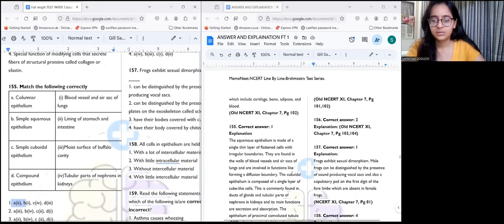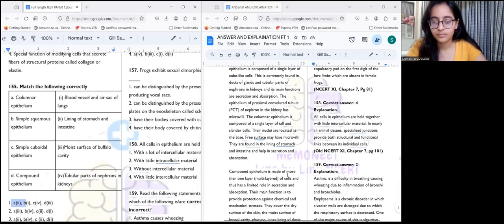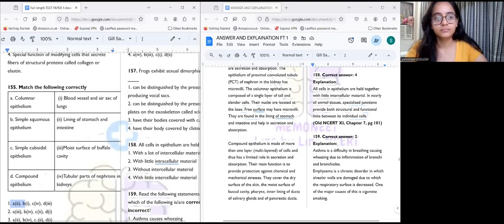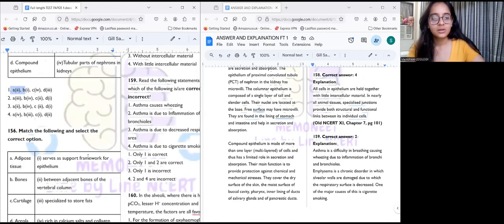Okay, what is this written as? Let's check once again. Clearly there's nothing known as buffalo cavity. It's buccal cavity. Please make the corrections here. There's nothing that I can explain as such in this question, but you need to remember which type of epithelium is present where. So yes, moving to the next question.